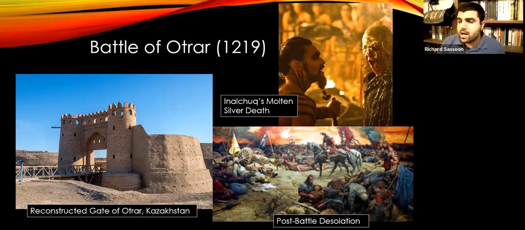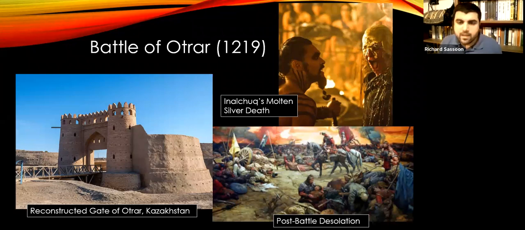And Genghis Khan was reported to have said, you spend so much time worrying about gold and silver. Now you can drink as much as you like, right? And poured the molten silver into his ears and into his mouth, which of course killed him. I'm sure this was used as inspiration for the Game of Thrones scene you can see in the upper right-hand corner.